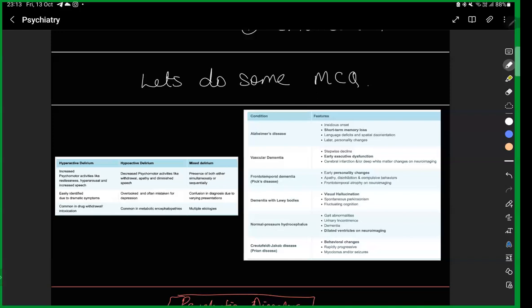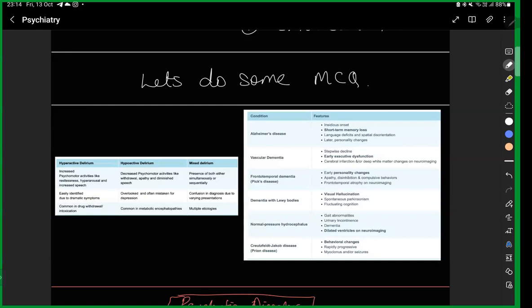Okay, let's do some MCQs. Shall we do some MCQs, guys, at this point? Are you all ready to answer some MCQs? Let's see. Which of the following is a subcortical dementia? Huntington's disease, Wilson's disease, Parkinson's disease, Pick's disease. Huntington's disease? Yes. Wilson's disease? Yes. Parkinson's disease? Yes, it is a subcortical dementia.